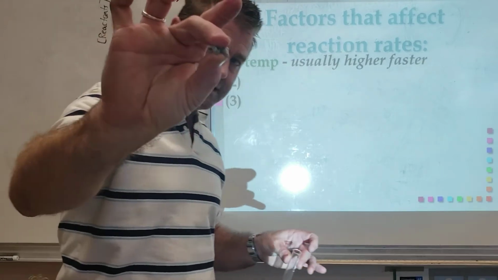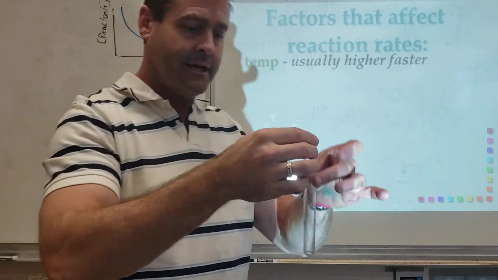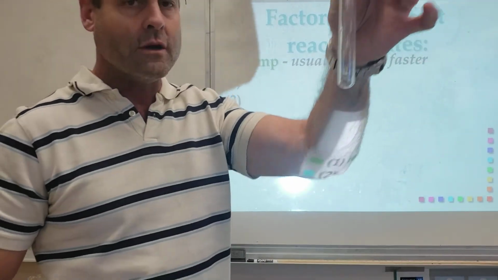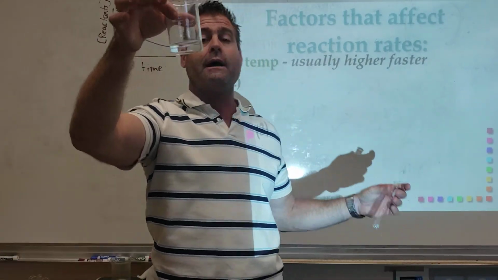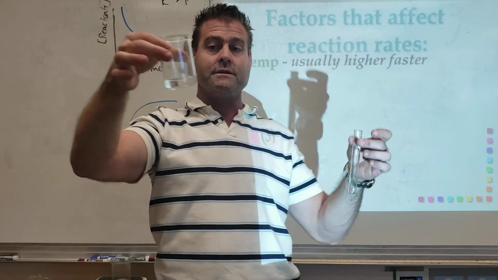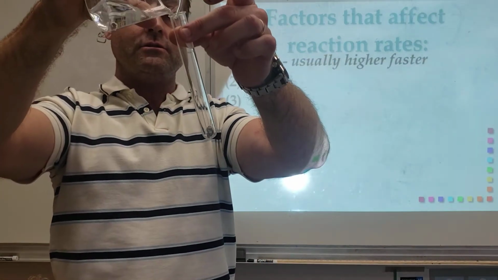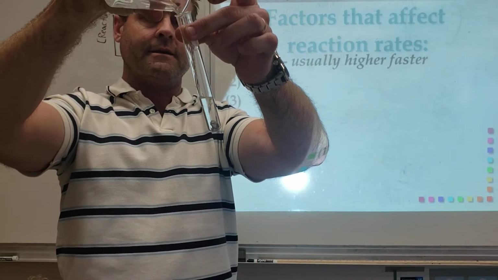So I have this zinc metal. You guys see it's kind of your typical silvery metal. I'm going to add hydrochloric acid. And if it's just been sitting here, how would you describe the temperature? Wouldn't it be room temperature? So I'm going to add it to the zinc.